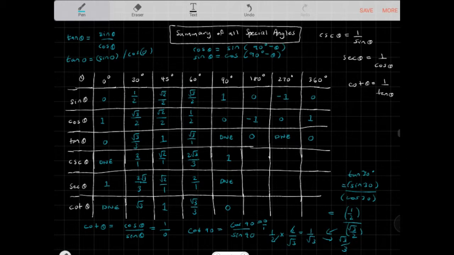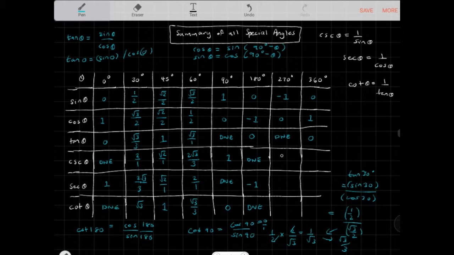And then we can figure out the rest. So cosecant doesn't exist because it's 1 over 0. Secant here will be -1, and then cotangent would be, let's do it out here. Cotangent 180 is equal to cosine 180 over sine 180, and once again this is undefined as well, right? So this doesn't exist either.